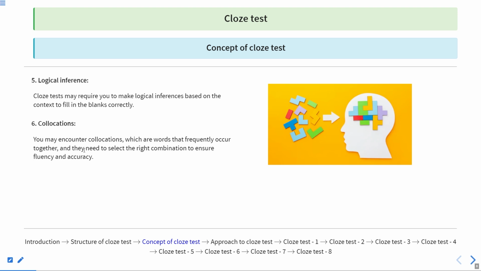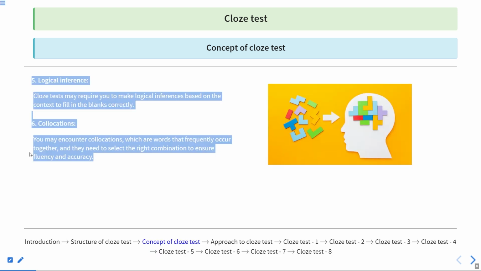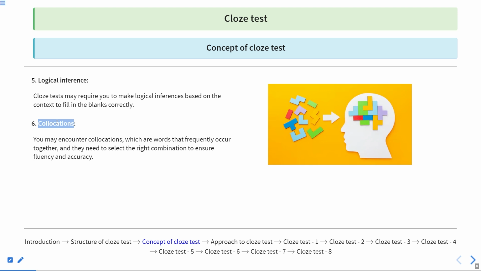Next is collocations. Sometimes we may encounter collocations. These are words that frequently occur together, like "as far as". These words typically occur together, and therefore we may need to select the right combination of words to ensure fluency and accuracy. So collocation words are also tested through cloze test.